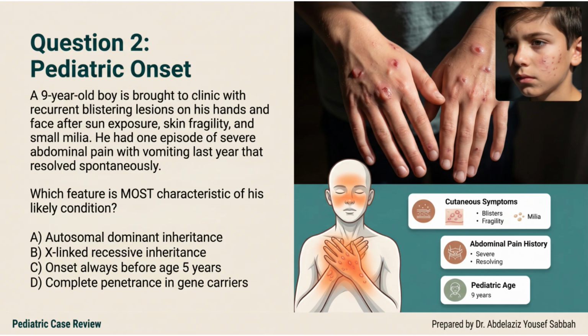Question 2. A 9-year-old boy is brought to clinic with recurrent blistering lesions on his hands and face after sun exposure, along with skin fragility and small milia. He had one episode of severe abdominal pain with vomiting last year that resolved on its own. Which feature is most characteristic of his likely condition?